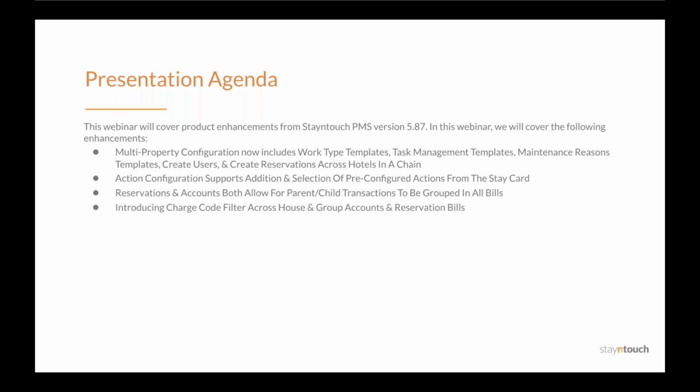Today's presentation will cover how you can get the most out of the Stayntouch PMS version 5.87 project release. In this webinar, we will cover the following enhancements. One, multi-property configuration now includes work type templates, task management templates, maintenance reasons templates, how to create users, and how to create reservations across hotels in the chain. Additionally, we now support actions configuration, which allows for the addition and selection of pre-configured actions from the safeguard.